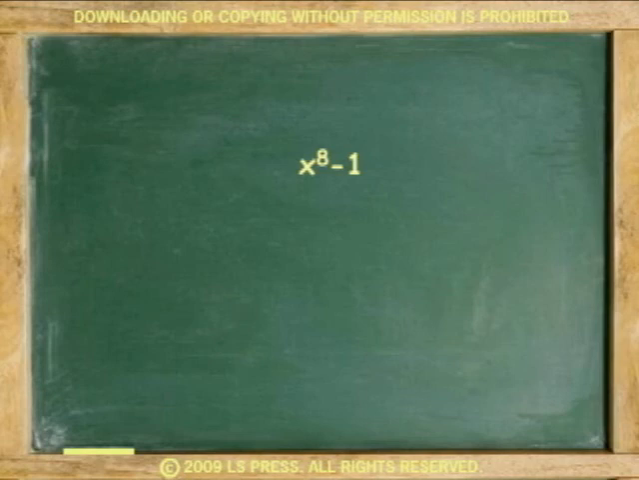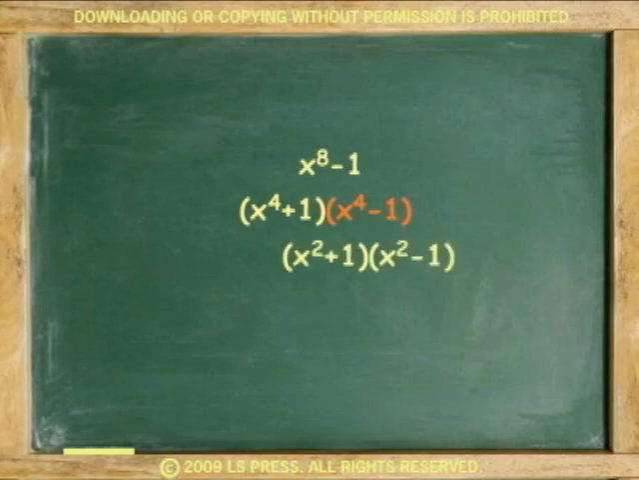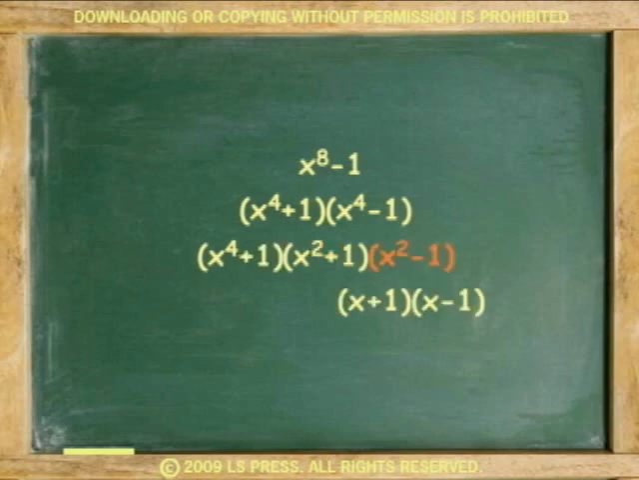Another example. Factor x to the 8th minus 1. First round. First binomial is a sum of two squares and cannot be factored. But we can factor the second binomial. Second round. We factor x to the fourth minus 1 and get two more binomials. A sum that cannot be factored, but we can factor the second binomial. Third round. We factor x squared minus 1 and get two more binomials to end the factoring.